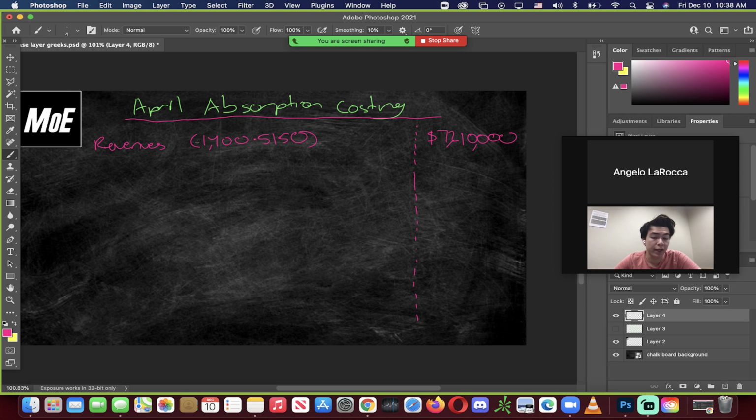Now we gotta do, so in absorption costing, instead of doing variable and fixed, we group it by cost of goods sold and everything else besides cost of goods sold. So we're gonna have one thing called cost of goods sold. And under this, cost of goods sold is manufacturing. So we're gonna have fixed and variable underneath that.